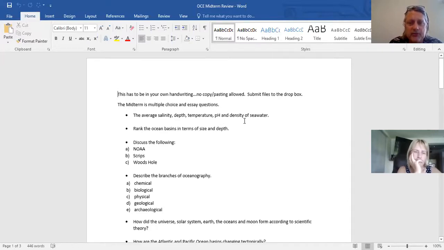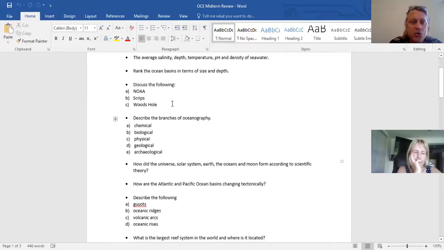pH and density of seawater, the ocean basins, and then the major ocean research institutes, NOAA versus Scripps versus Woods Hole. We also looked at the branches of oceanography, what a chemical oceanographer does, what a biological oceanographer does, what a physical or geological oceanographer does, and then the history, the archaeological.